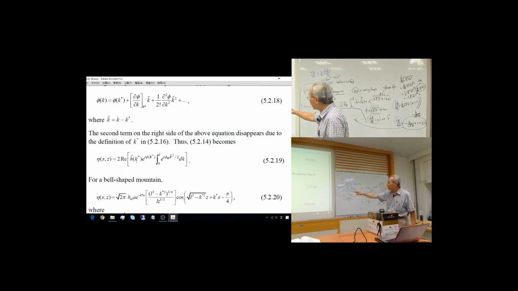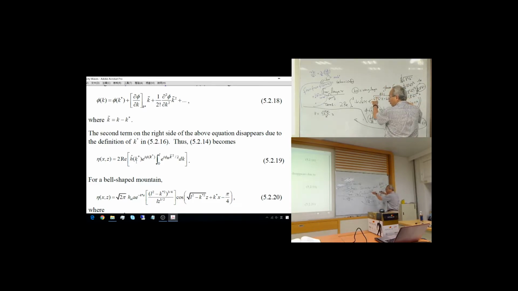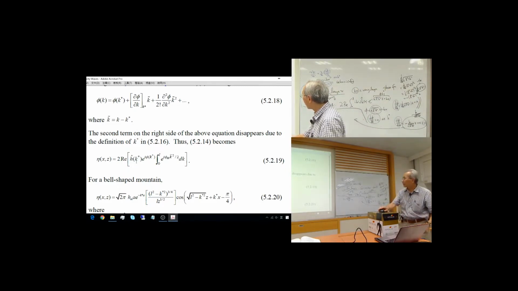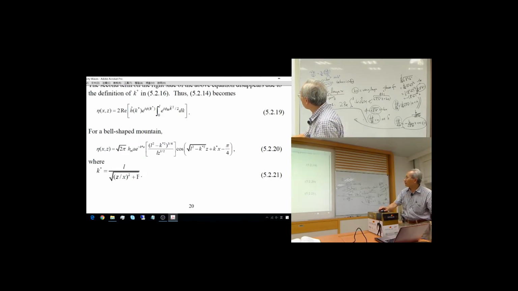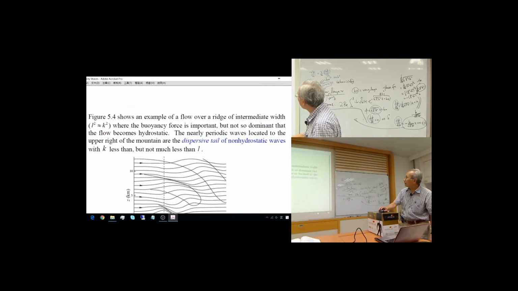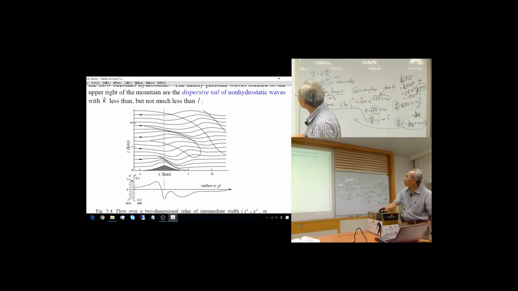Okay, so this solution is along, this is far from the mountain, a little bit far, and also up higher and away from the mountain. So that gives us the asymptotic solution. And then you can find k star equals this for the bell-shaped mountain, and you can plot it.